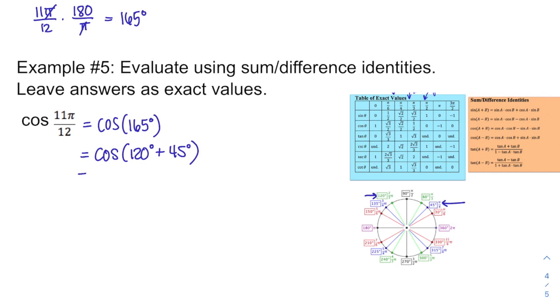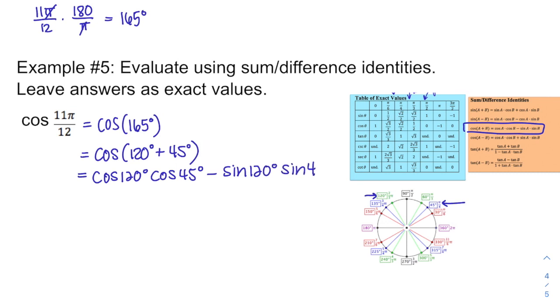So I'm going to then use cosine of A plus B. So here's cosine A plus B. I'm going to circle it up for us. It's cosine A, cosine B. So we're going to say cosine 120, cosine 45, minus sine 120, sine 45. So my addition subtraction, it's opposite what it was in the parentheses. Now I'm going to evaluate.